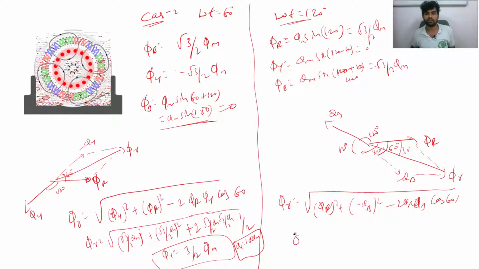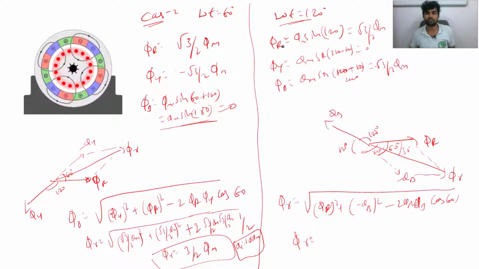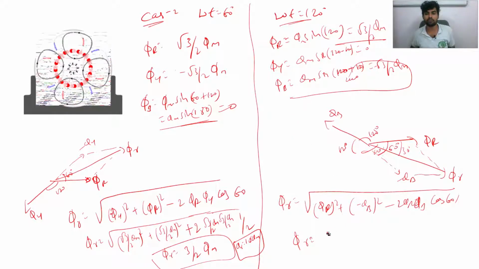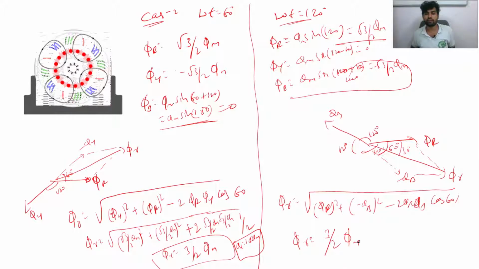So what happens? Just to substitute, phi r is equal to root 3 by 2 phi m. Phi b is equal to minus root 3 by 2 phi m. Finally we'll get 3 by 2 phi m, 1.5 phi m. Okay. Omega t is equal to 180 degree. Right. Finally, so phi r is equal to phi m sin 180.